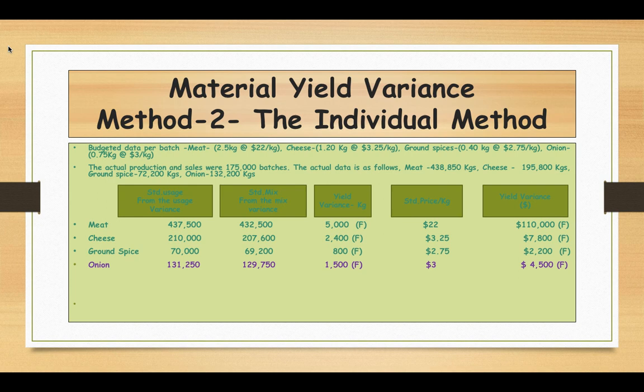Now we'll look at the onion. The standard usage from our usage variance is 131,250. Standard mix of actual quantity from our mix variance, which is 129,750. So the yield variance in kilograms is 1,500 kilograms favorable, times it by standard price per kilogram, which is $3. So the yield variance is $4,500 favorable for the onion. So if we get the total of all that, material yield variance is $124,500 favorable. Whichever method you follow, you should get the same total final answer. So here, which is 124,500.